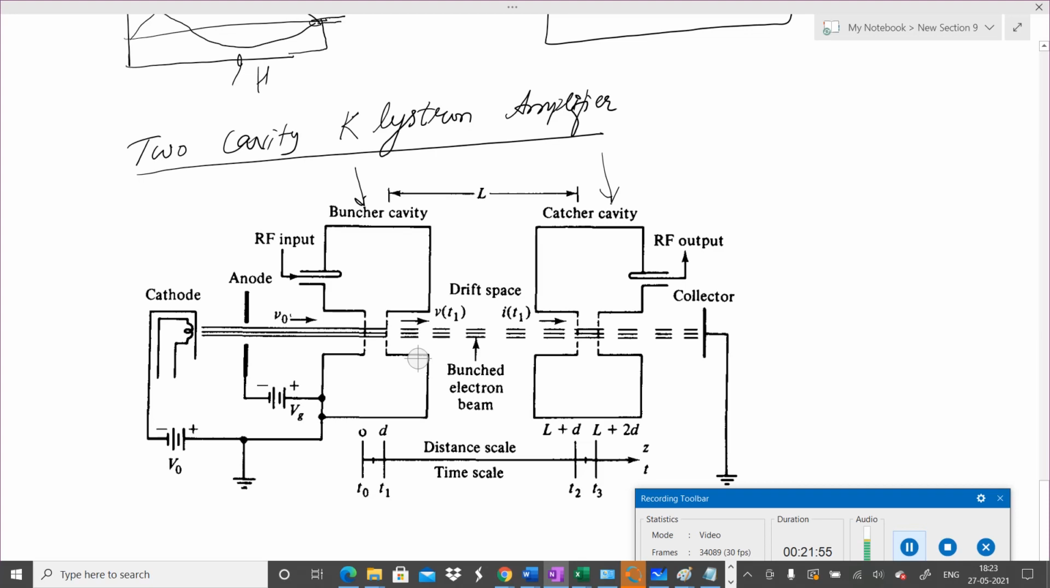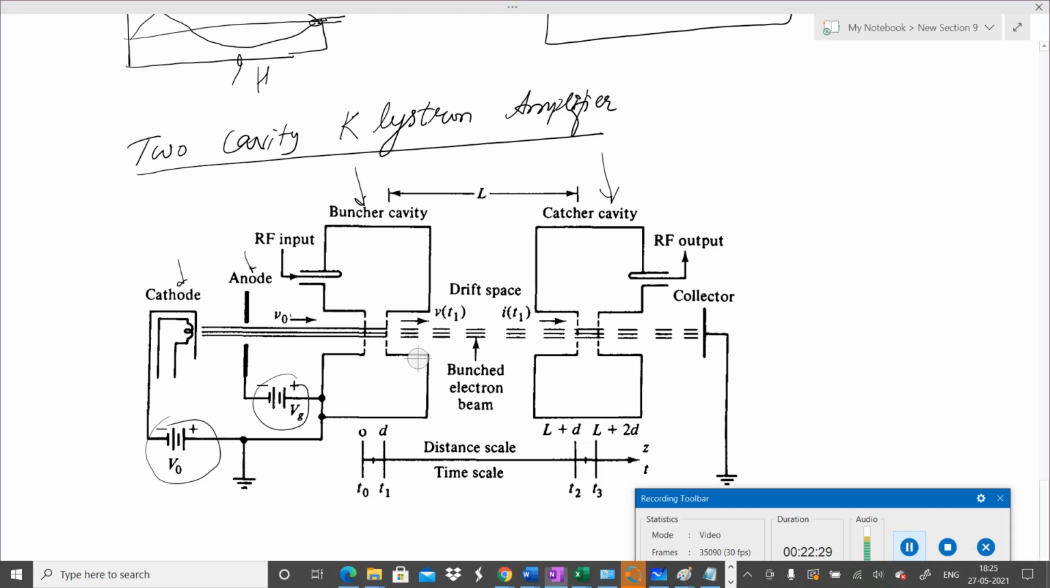And here is the source. We have the cathode and anode, so this is the source of electrons. There are some batteries for biasing, Vg and V0, and these distances are very important. The dimensions L and L plus D and these timings are very important. We will try to understand how it works. Let's first have a qualitative understanding of what will happen.